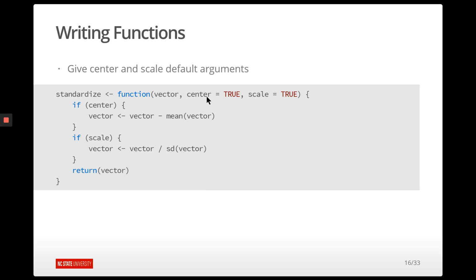To set default values, just within the function definition up here, we use an equal sign and set the default value there. This is one of the places where we actually do use the equal sign as opposed to the arrow storage, whenever you're doing inline function writing and function calls. So we're saying the default value for center is true, default value for scale is true. But we have the same exact code running on the inside.